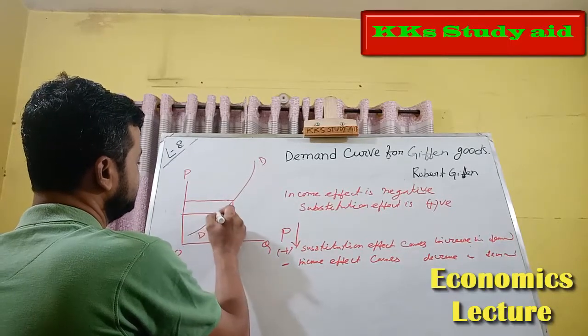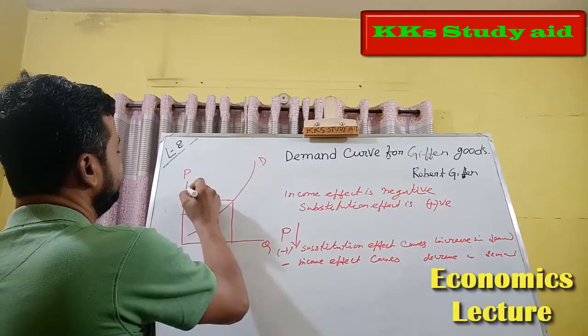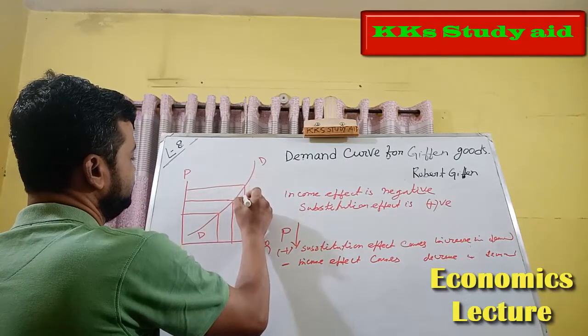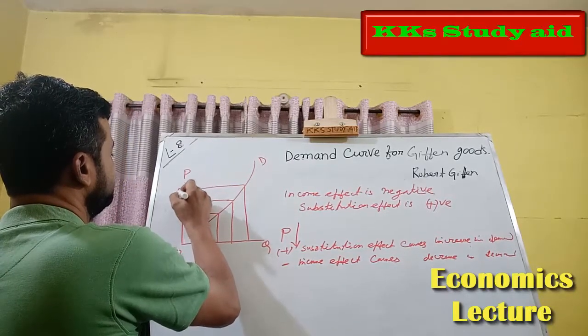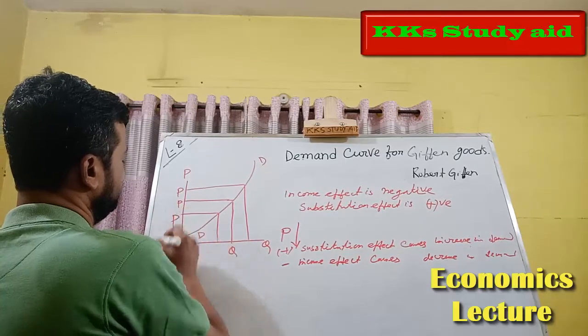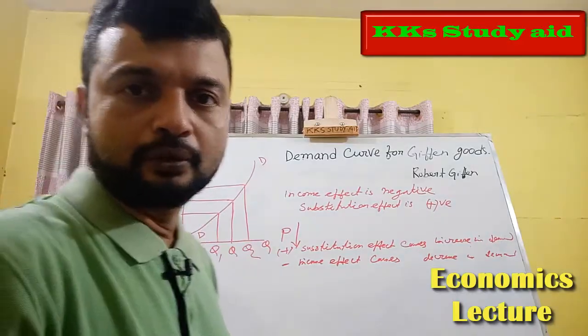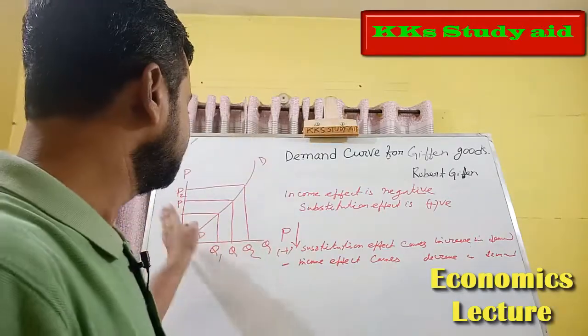When price falls, there will be a fall in demand. When price rises, there will be a rise in demand. There is a positive relationship. The demand curve for Giffen Goods will be upward sloping. There is a positive relation between price and quantity.